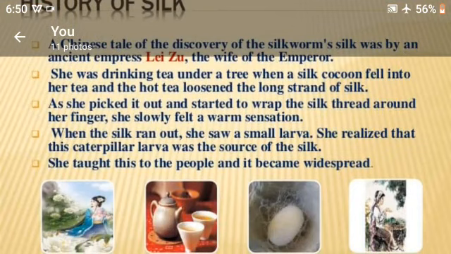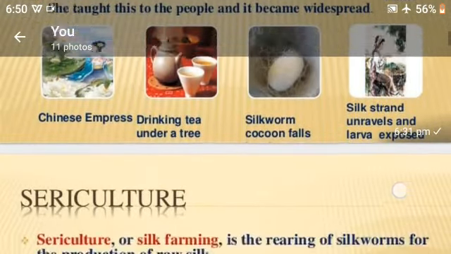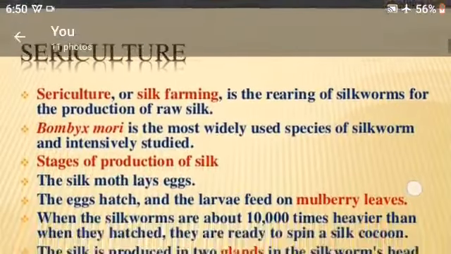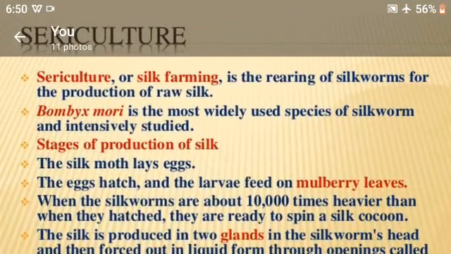When the silk ran out, she saw a small larva. She realized that this caterpillar larva was the source of the silk. She taught this to the people and it became widespread. Sericulture. Sericulture or silk farming is the rearing of silkworms for the production of raw silk.